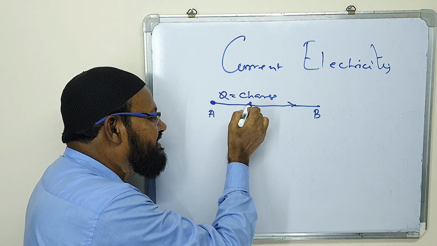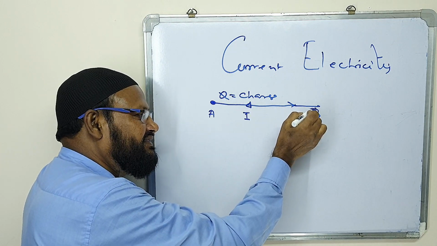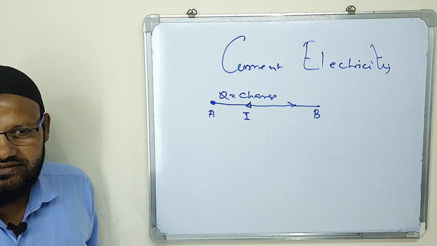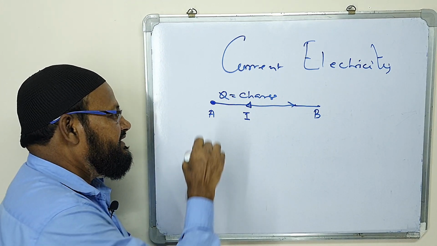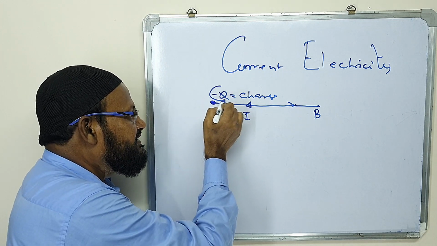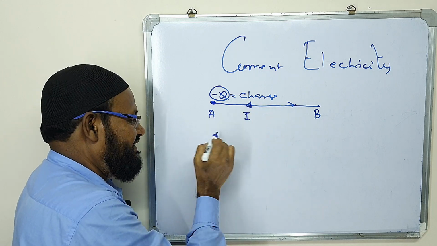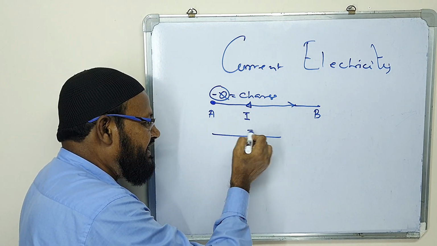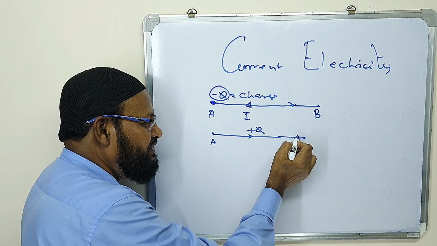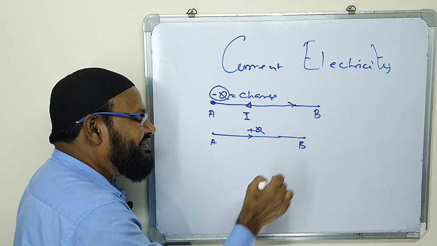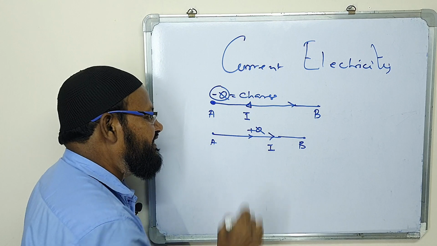Maximum students will give this answer: if charge is moving in this direction, this is the direction of current. It is not absolutely correct. The answer is, if this charge is a negative charge, in that case the direction of current is in this direction. But suppose the charge is moving in this direction from A to B, in that case current is also in the same direction.